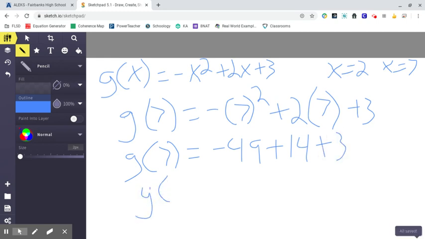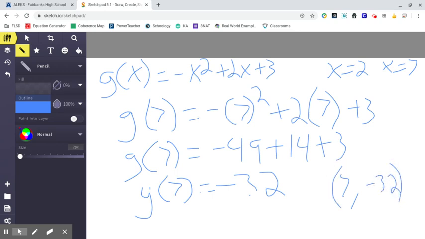All right, so we simplify. g of 7 equals negative 49 plus 14 is negative 35. Negative 35 plus 3 is negative 32. All right, so what that tells us is that when x is 7, y is negative 32. All right, so now we're going to take that information. We just found what our two outputs are.